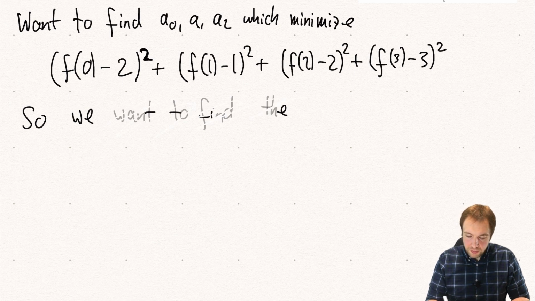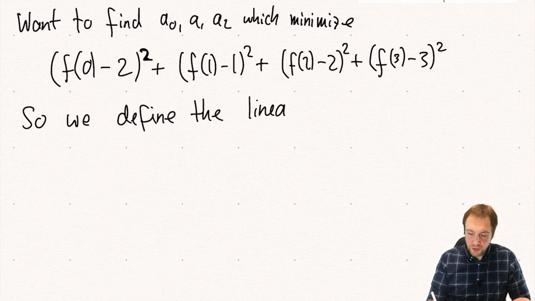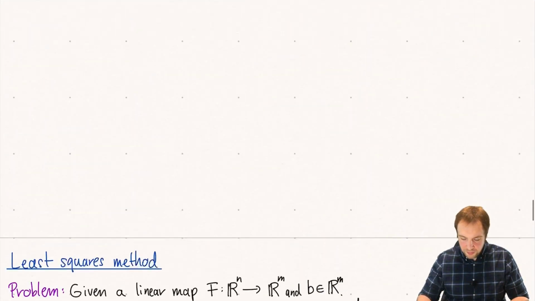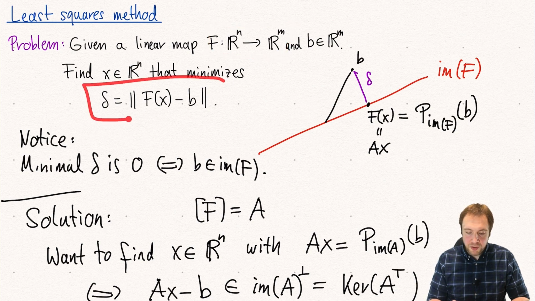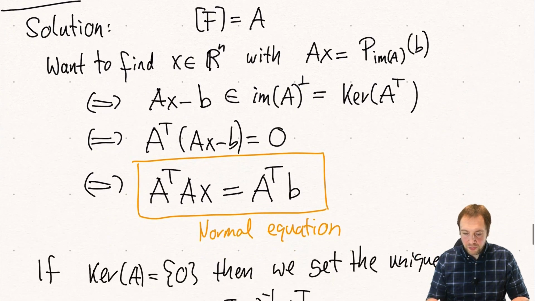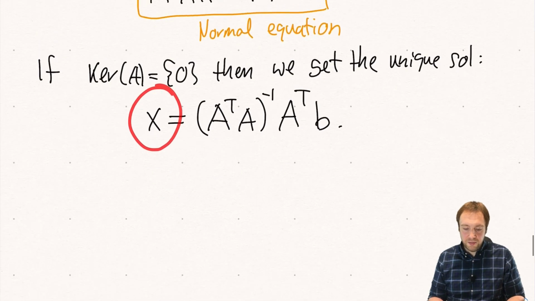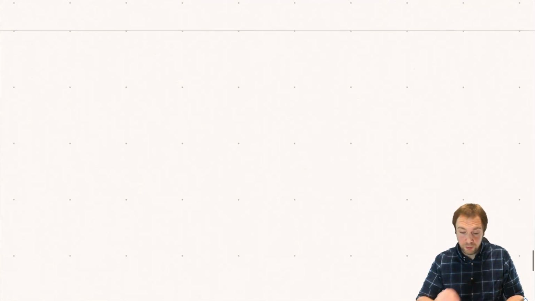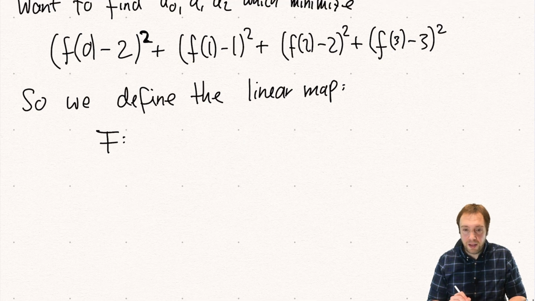So what we do is, we define the following linear map. I mean, we now want to translate it to our problem here we described before. So this least square method. So we want to find a linear map where we want to minimize this expression here, and then we want to use this idea that we need to just solve this normal equation, and then this here will give us our best possible solution. So in this case here, what is the corresponding linear map f?